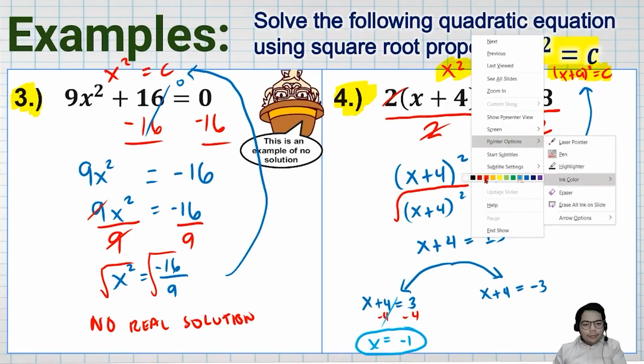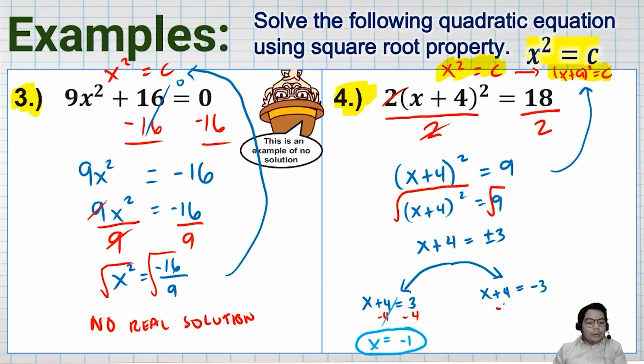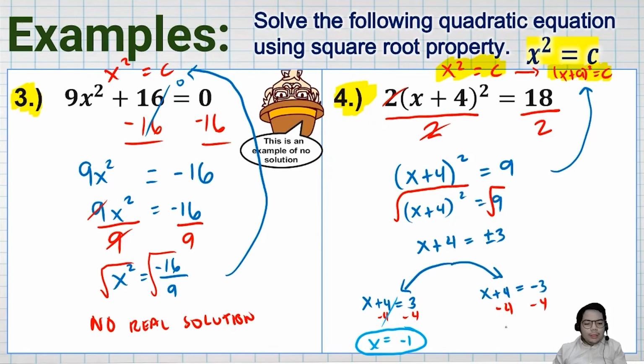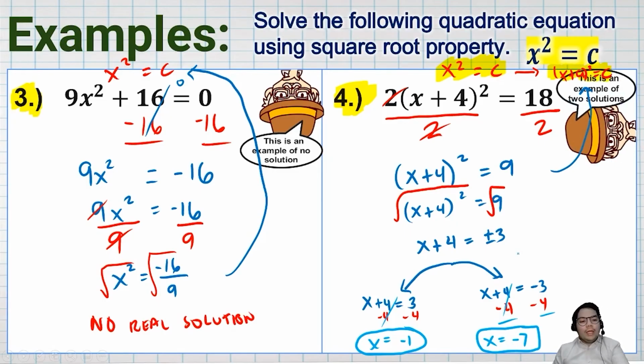Next. For this side naman, we can also do the same thing. Subtract 4 for both sides. And now, our answer will be yan. So, pag sinolve natin yan, magiging 0 to. So, this will just be x is equal to negative 3 minus 4, or negative 3 plus negative 4 is negative 7. So, our answer is negative 7 and negative 1. So, dalawa yung values natin, dalawa yung solution natin dito.